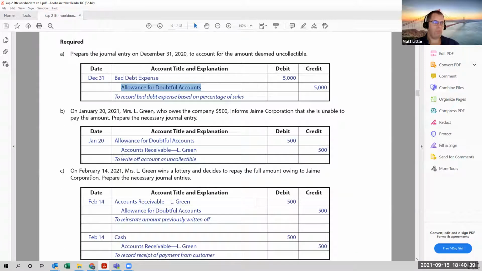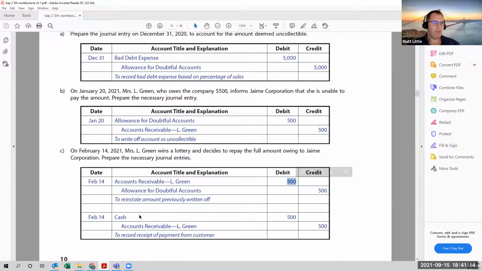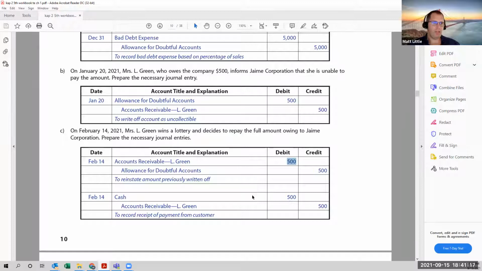Now let's roll forward. On February 14th, so a few weeks later, she won the lottery, decided to repay the full amount owing to us, and we're asked to prepare the necessary journal entries. In this situation, we need to re-establish the accounts receivable. So we set up the receivable back to the $500 that she owes us, and we will credit the allowance for doubtful accounts to put it back to the AFDA. We already recorded the bad debt expense in December 31st, 2020, so we're not touching bad debt expense at this time. This reinstates the account receivable. After we've done that, we then record the cash receipts. So she paid us the cash of $500, and now our accounts receivable disappears for $500.